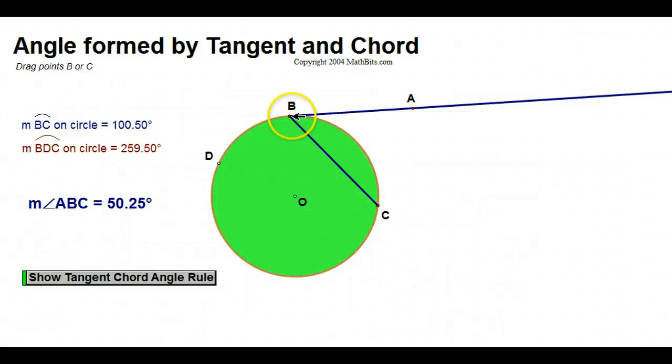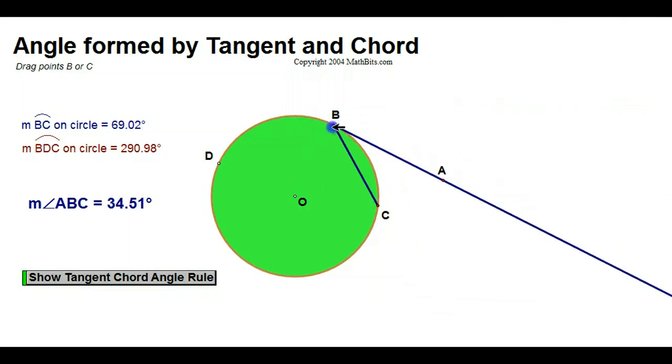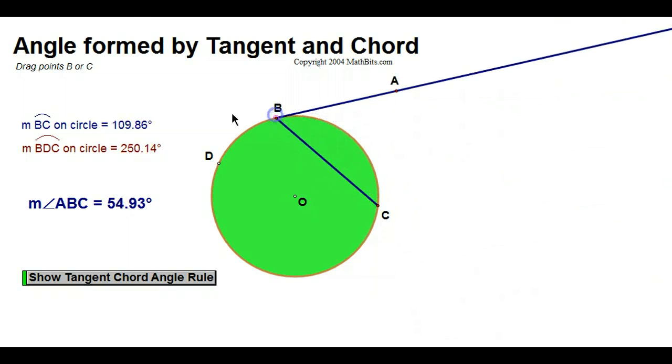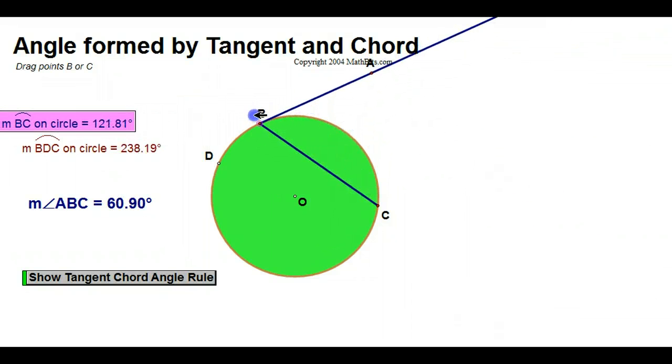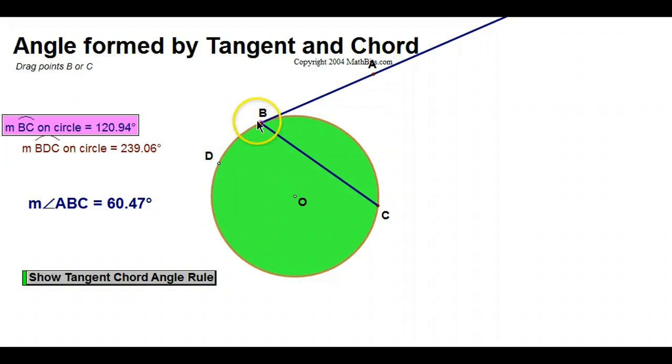So here's the measure of the arc BC, and as you can see, the value of this changes as B gets closer to C and B gets farther away from C. So this is the measurement of the arc, but let's take a look at the measurement of the angle ABC. Most people will think, oh, it looks to be the same, but actually the measurement of the arc and the measurement of the angle are not the same. But there is a relationship between the two.